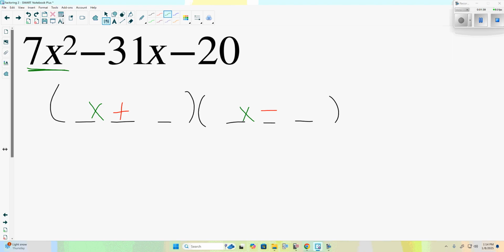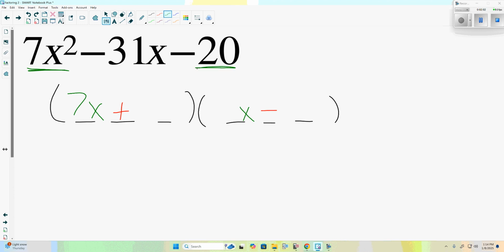Now what are the factors of 7? 7 and 1, 1 and 7. Are there any others? No. So we just need to put the 7 and 1 in front of x. Since there's only one, we're just going to stick them in. So we'll put the 7 in front of one of the x's. We technically put 1 in front of the other, but we don't necessarily have to write it.